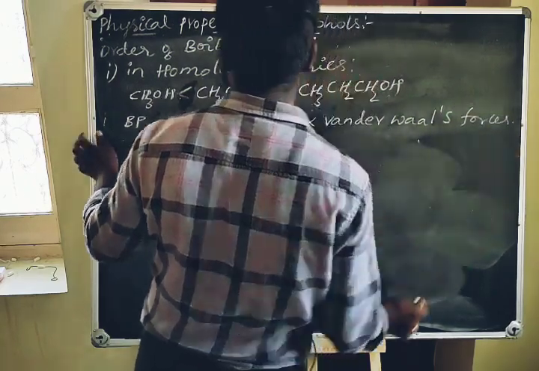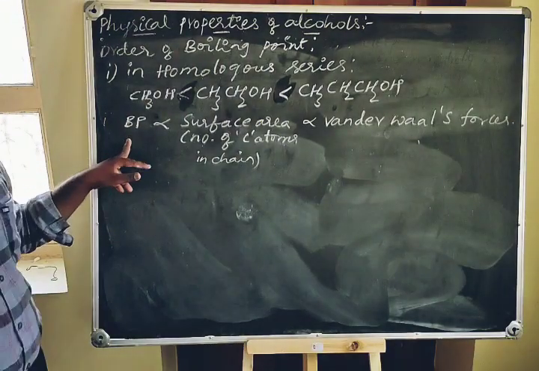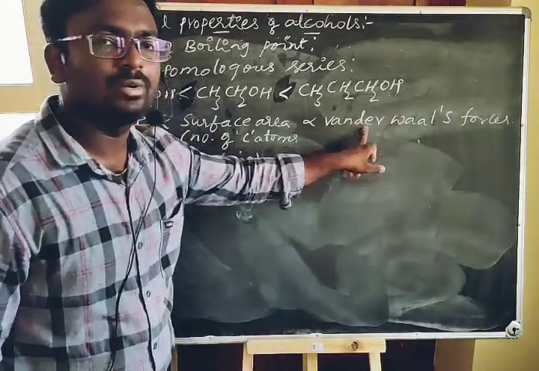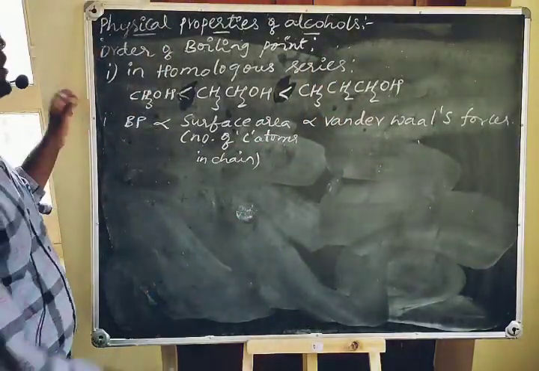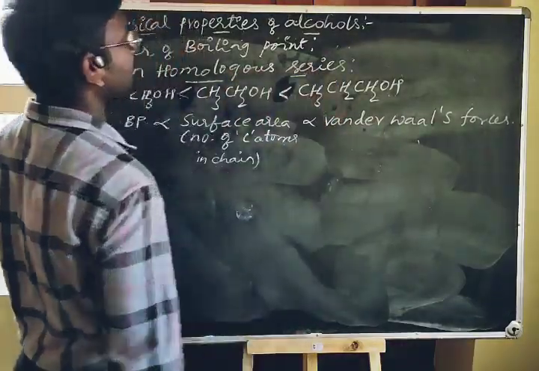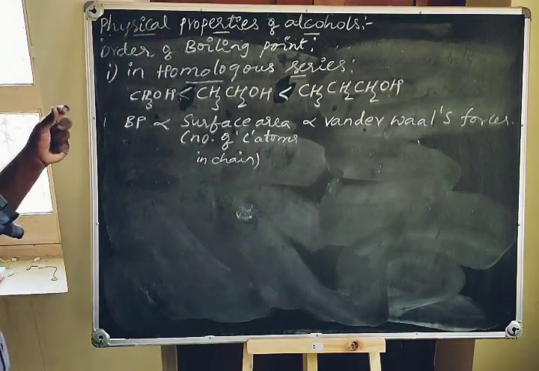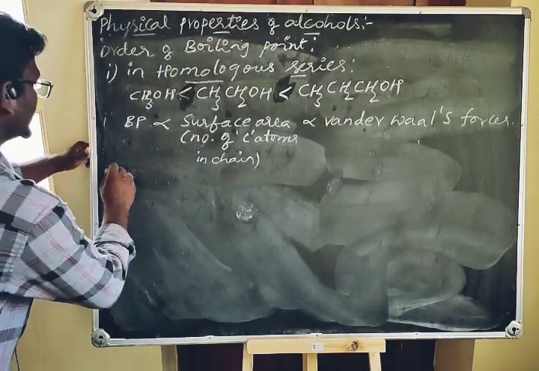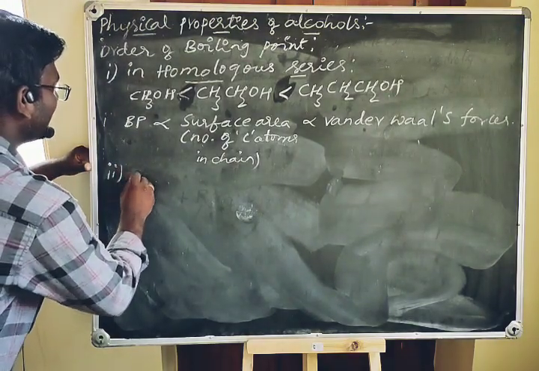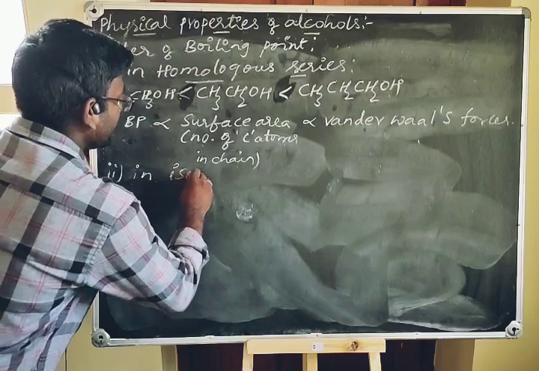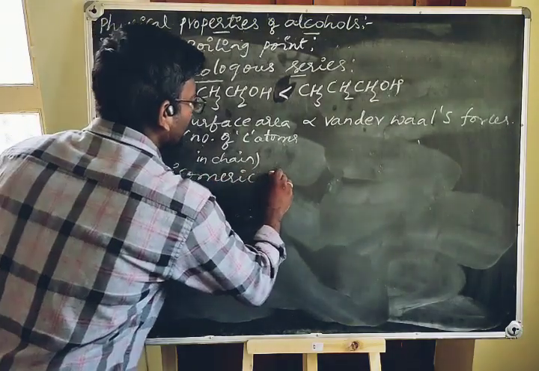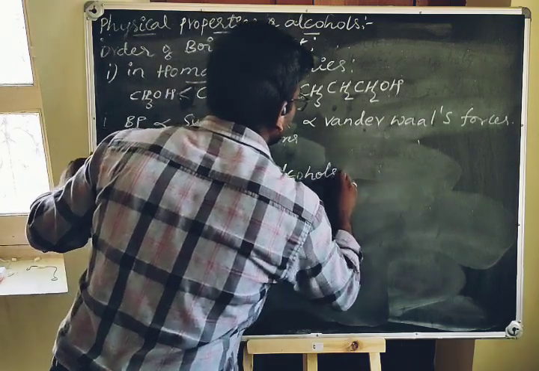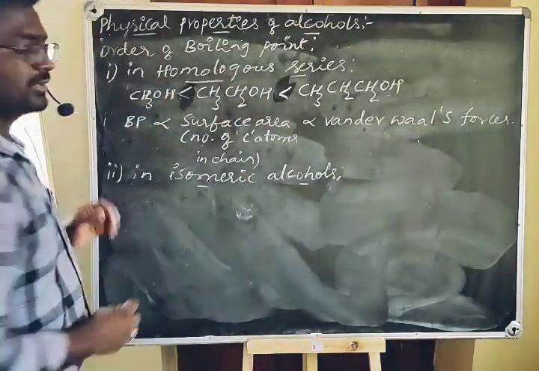So here you must understand this as the boiling point of alcohols increases with increasing surface area and van der Waals forces of attraction. This is all in the case of homologous series. Okay, what about the order of boiling points in the case of isomeric alcohols? In isomeric alcohols, we need to be very careful while giving the reasons for this.